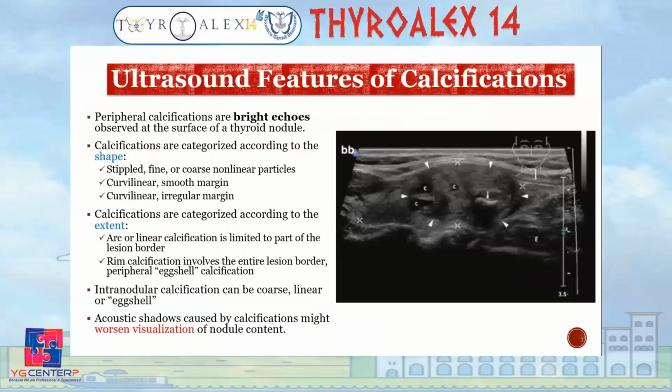We should be familiar with the features of calcifications. They are bright echoes seen within the thyroid nodule or around it. They may be classified according to shape: stippled, fine or coarse non-linear particles, curvilinear with smooth margins, curvilinear with irregular margins. Or they may be categorized according to extent: arc or linear calcifications. Also, rim calcifications involve the entire lesion border, known as eggshell calcifications, which in most cases are a sign of benignity. The calcifications may worsen the visualization of the nodule content.